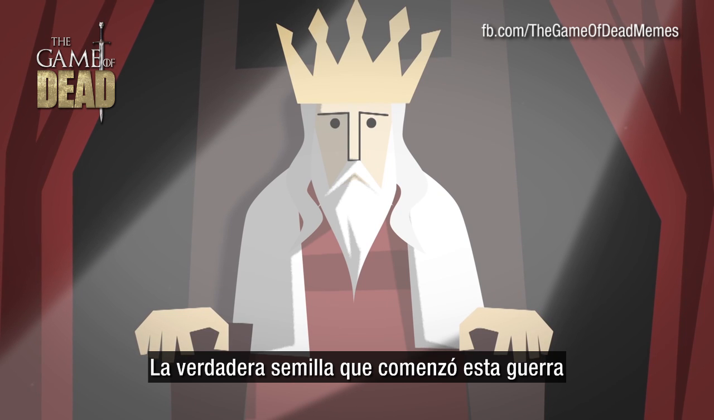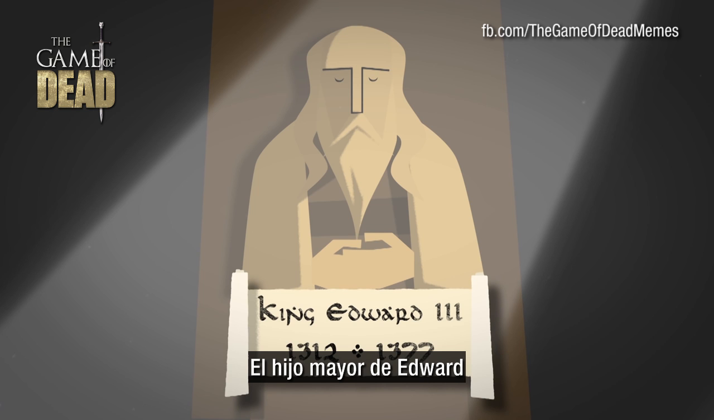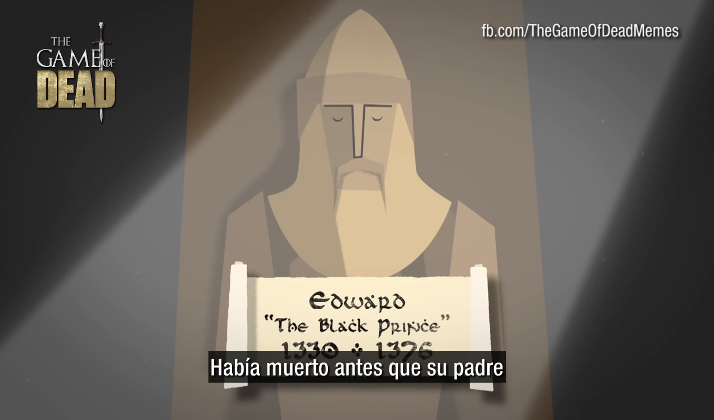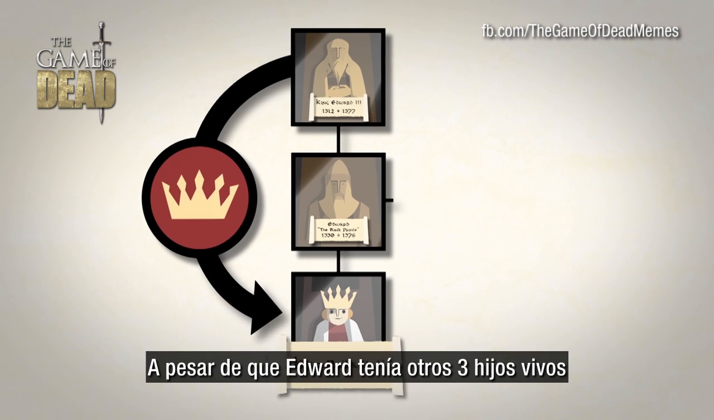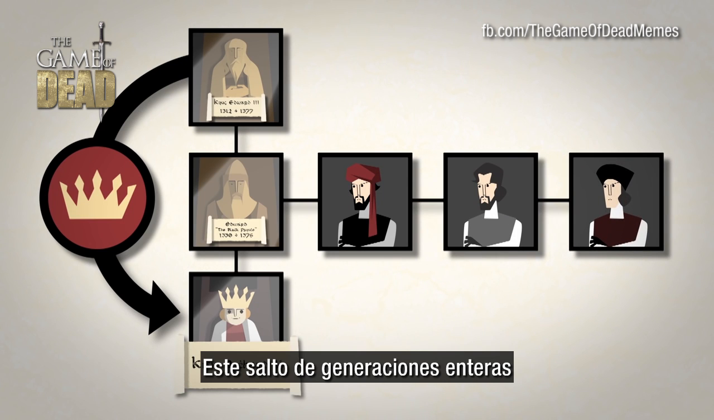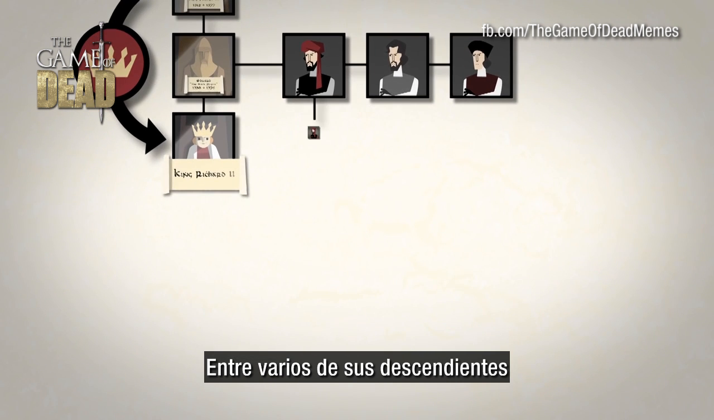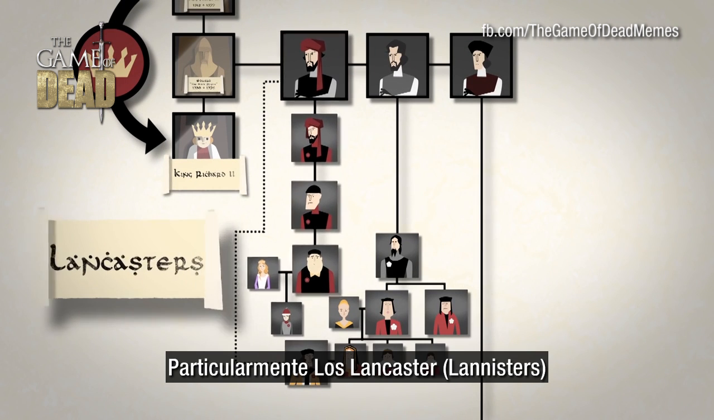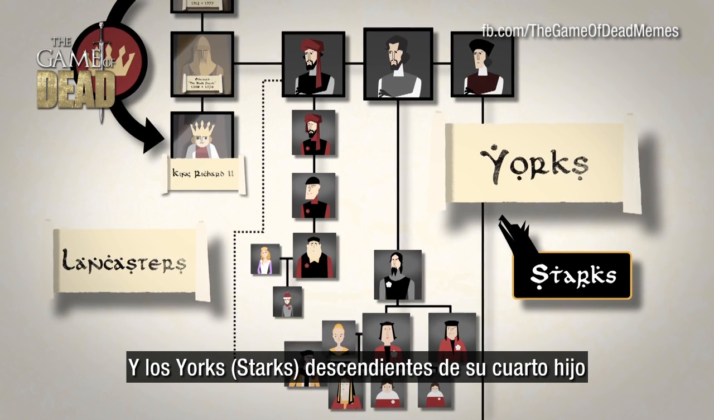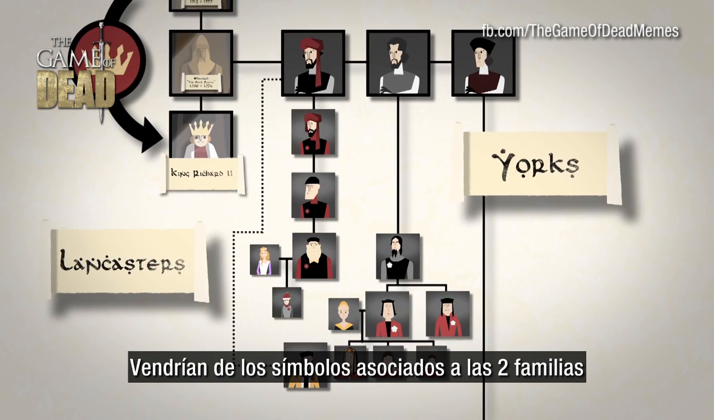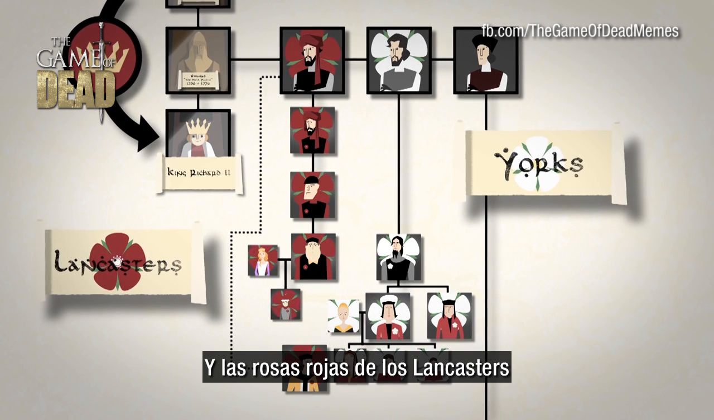The real-life seeds of war were sown by the death of King Edward III in 1377. Edward's oldest son had died before his father, but his 10-year-old son, Richard II, succeeded to the throne ahead of Edward's 3 surviving sons. This skipping of an entire generation left lingering claims to the throne among their various offspring, particularly the Lancasters, descended from Edward's 3rd son, and the Yorks descended from his 4th son. The name of the ensuing wars comes from the symbols associated with the two families, the White Rose of York and the Red Rose of Lancaster.